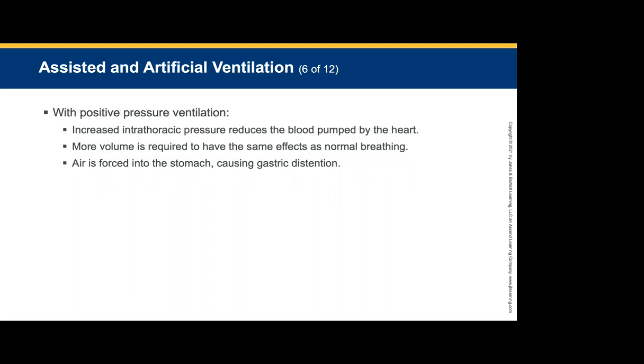So with positive pressure, the biggest thing is I want to go over ventilation rates for an apneic patient with a pulse. The adult is one breath every 6 seconds. The child is one breath every 2 to 3 seconds. And the infant is one breath every 2 to 3 seconds. That to me is the most important part for y'all to understand on ventilations.